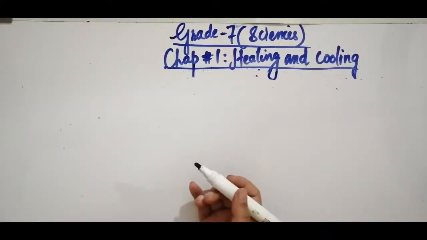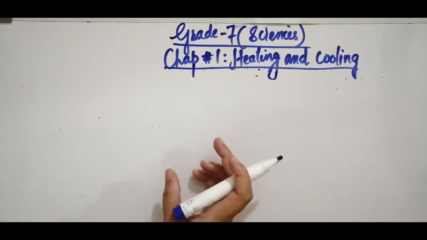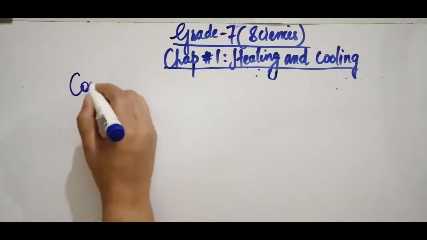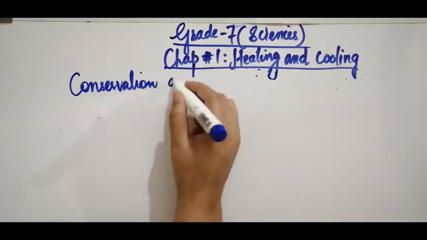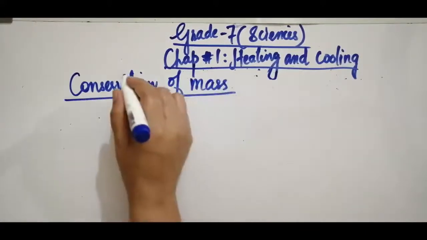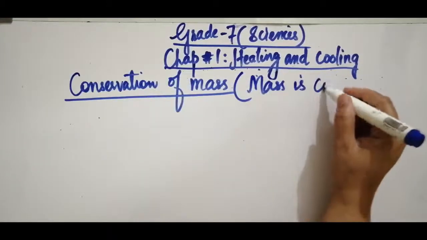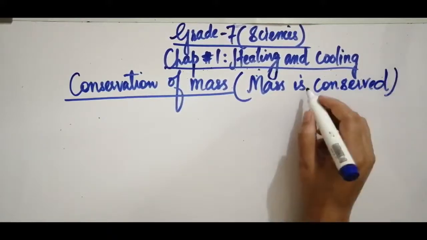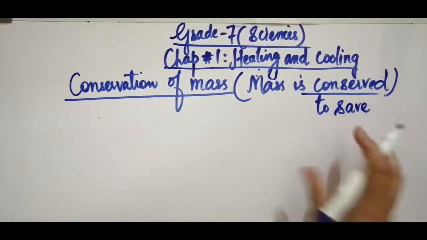The next phenomenon related to the behavior of substances, which is actually supported by the kinetic theory of matter, is called conservation of mass. In your book it is mentioned that mass is conserved. You can also write mass is conserved. What actually is the meaning of conserved? Conserved means to protect something, to save something.